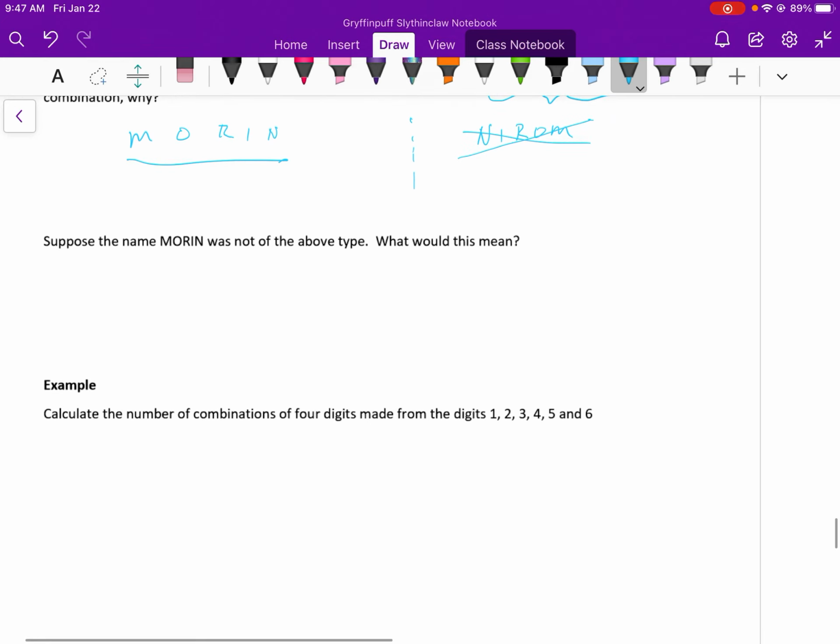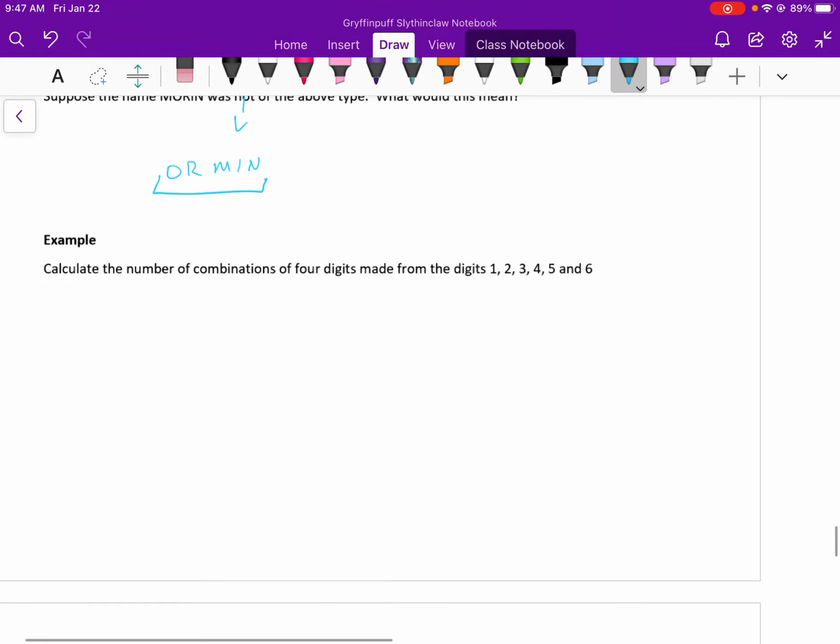So suppose the name Morin was not typed in as M-O-R-I-N. What would this mean? Well, in real life, these two are not the same. They're distinct from each other. So these would mean that they're different objects. If you mess up the order, you're talking about something totally different. Sort of like the combination lock, you need to get that order correct.